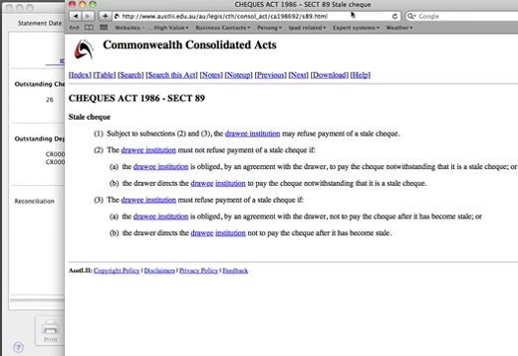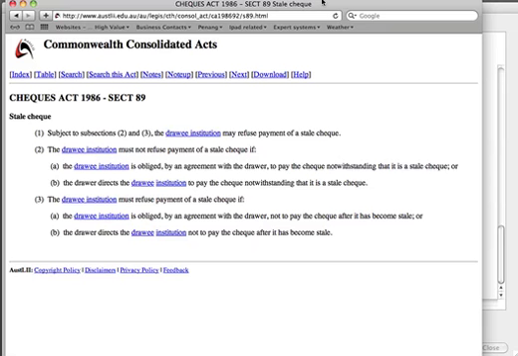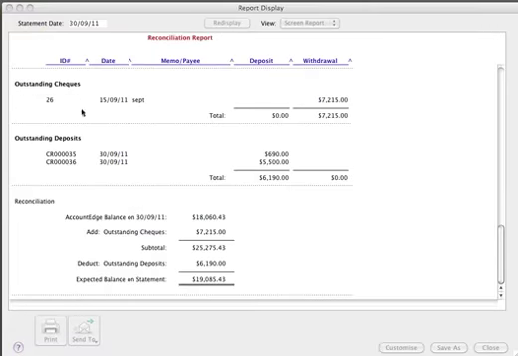Stale checks, by the way, are defined, and there is a Cheques Act 1986 which governs cheques and the handling of cheques in Australia. Effectively a stale check is, as you probably think, and correctly so, just a check that's gone stale. What does it really mean? From the point of view of the accounts, it means that you have an outstanding check. In this case here we've got a 15 September 11 check, but that check may in fact be really old.